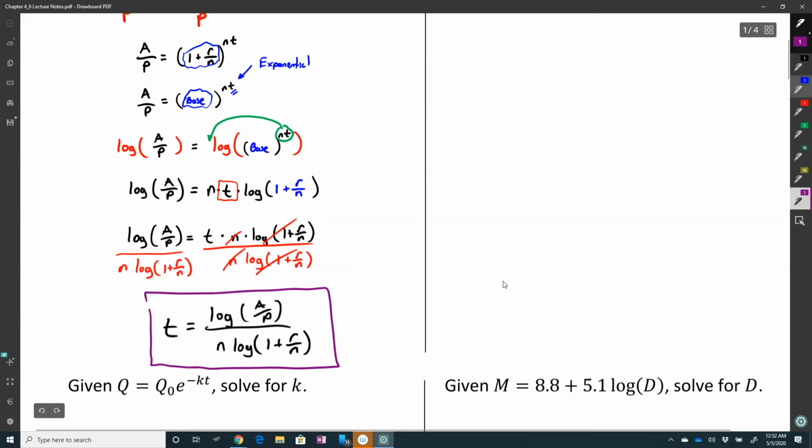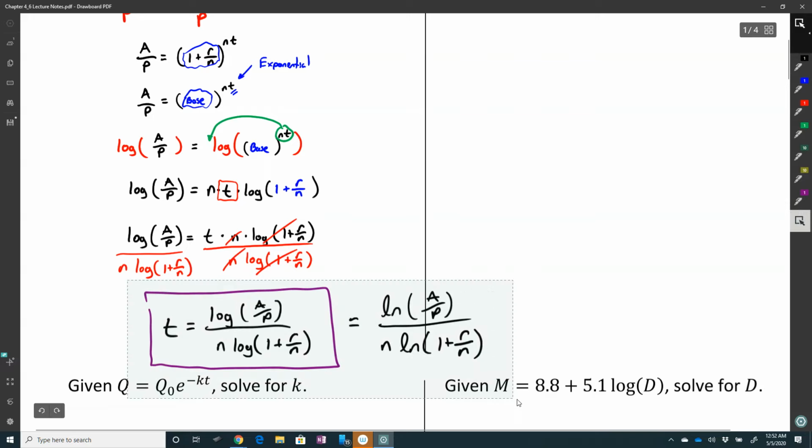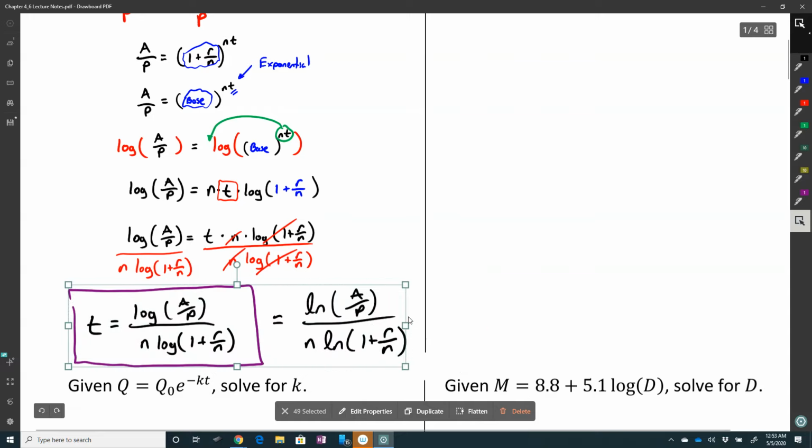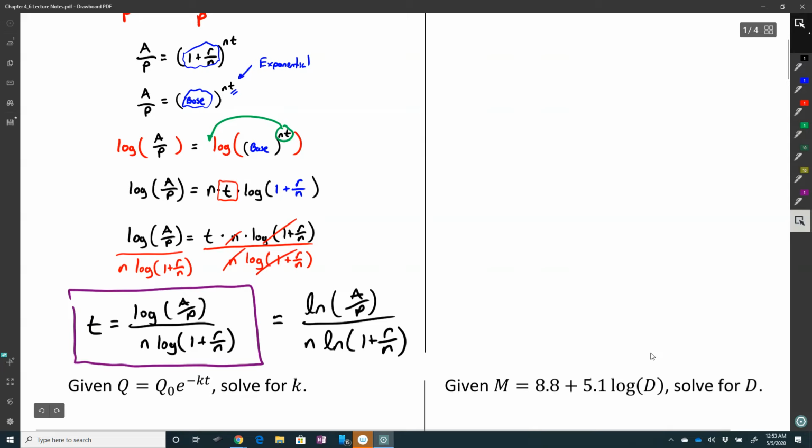Okay. Now, if you had used natural log instead of log, your answer would have been pretty much the same thing. It would have been just with ln's. So the log or natural log, whatever you use, it doesn't matter. You're going to get the same answer. All right.